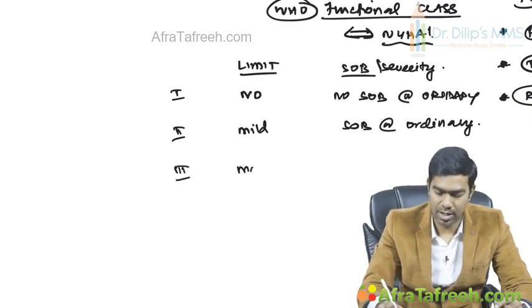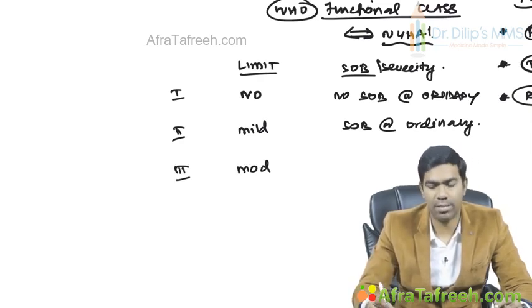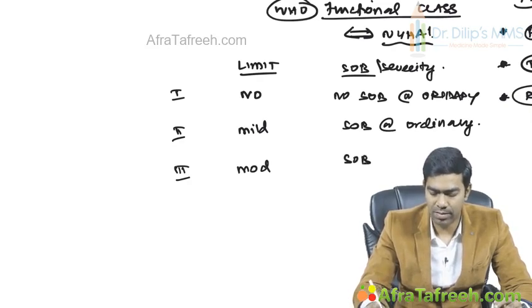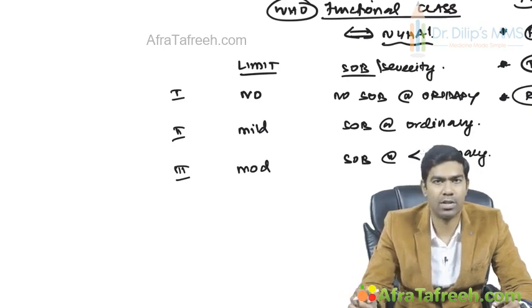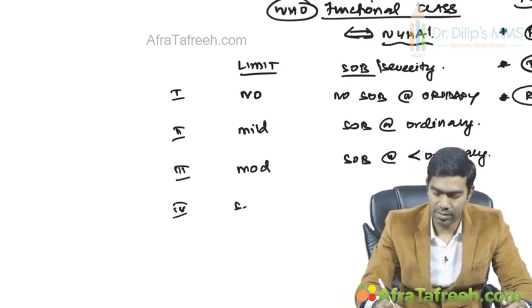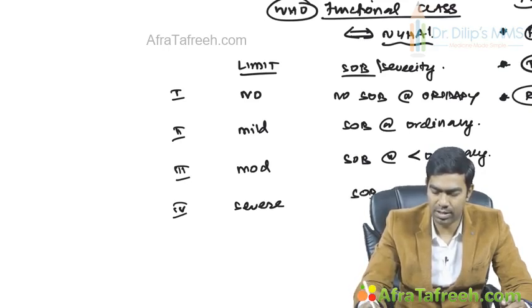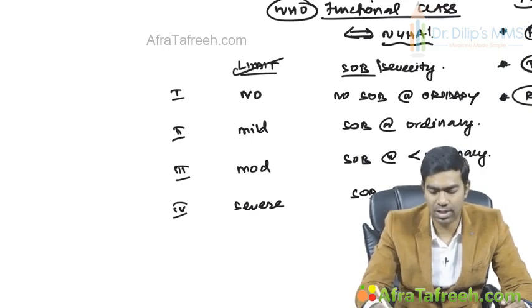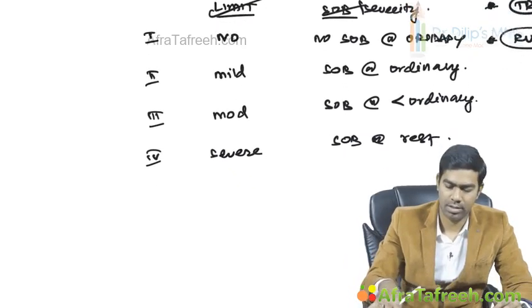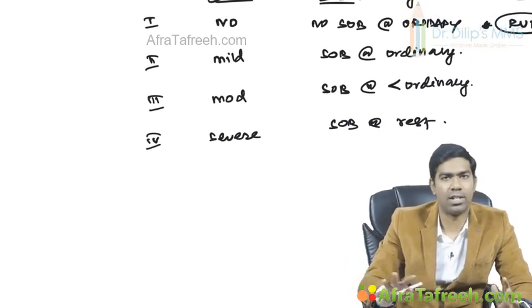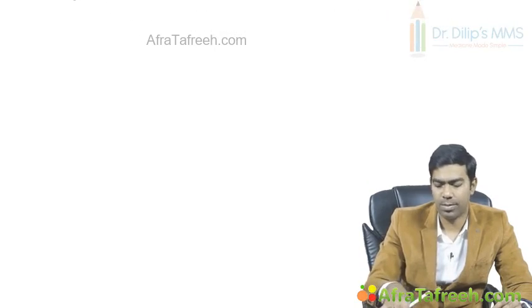Class 3 WHO means you have moderate limitation, where the patient will have shortness of breath at less than ordinary activities. He cannot even walk a few steps. That itself will cause dyspnea, but at rest he will be comfortable. That is class 3. Class 4 is severe limitation, where the patient will have shortness of breath even at rest. So, this is class 4. These are the WHO functional classification for pulmonary hypertension. It is very, very similar to NYHA. There is no difference from NYHA at all.